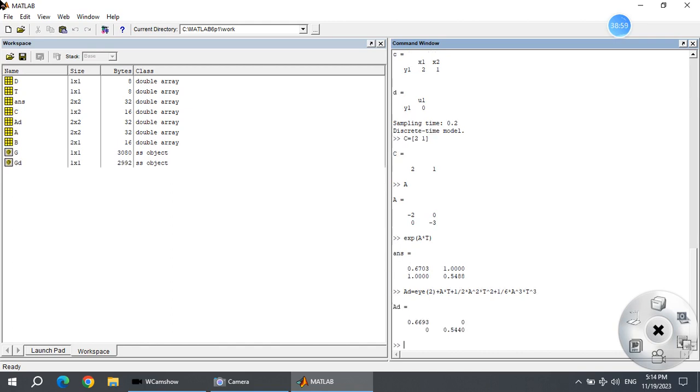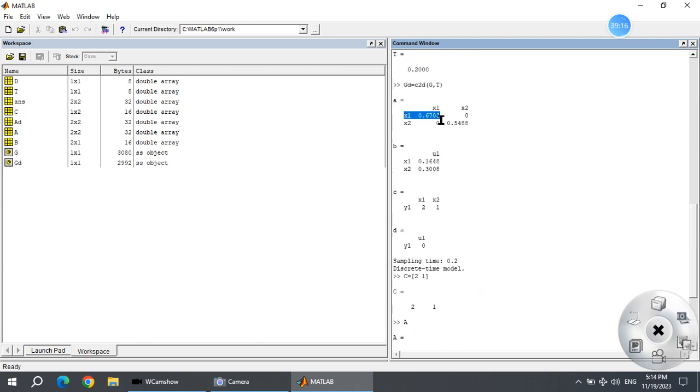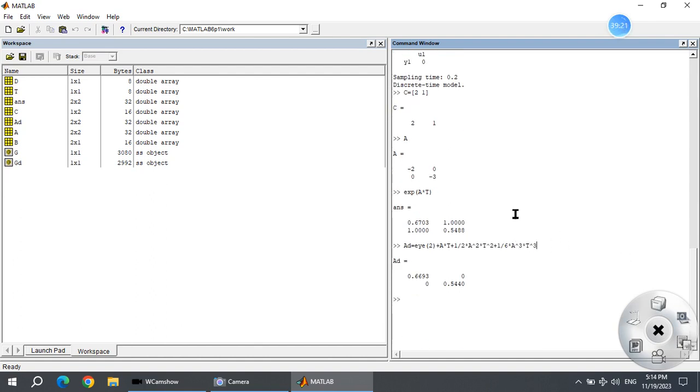You see, I get it's somehow close, right? 6693. This is 6703, right? It's quite close. And here's a 0 and 0. This is the right one, right? It is this one, right? It's quite close. I already calculated 3 terms. If I give one more term, yeah, I can copy these.